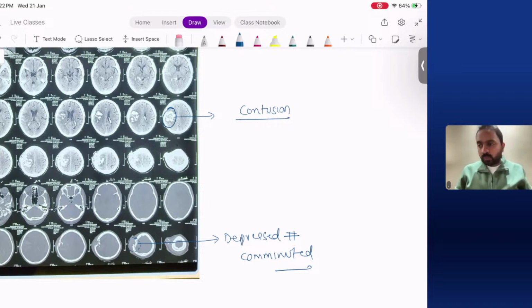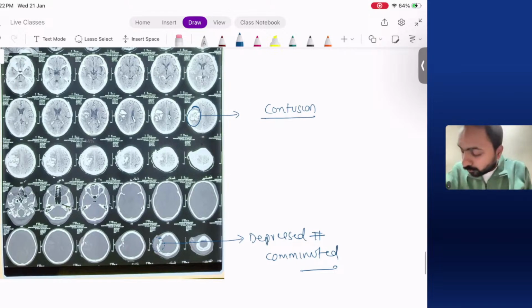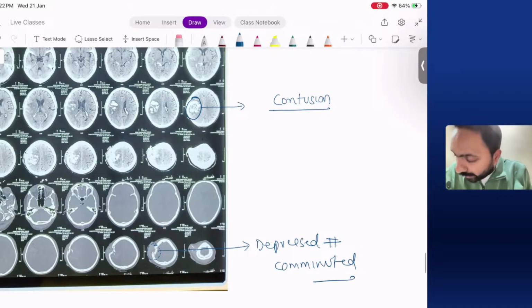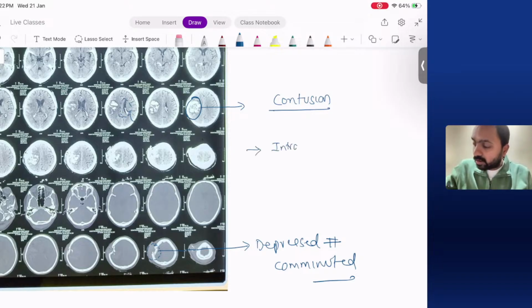But now I would want you all to focus inside the ventricles. So these black ones, which are the ventricles, you can see hyperdensity over here. That means there is blood inside the ventricles. So that is what is called intraventricular hemorrhage.